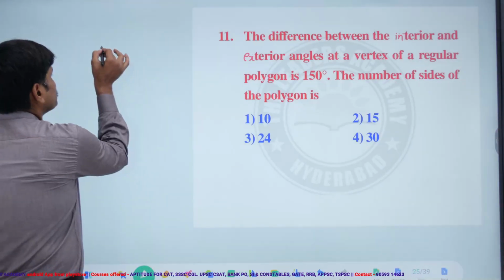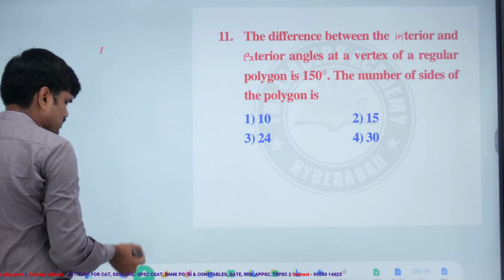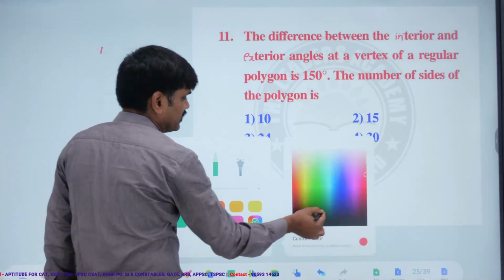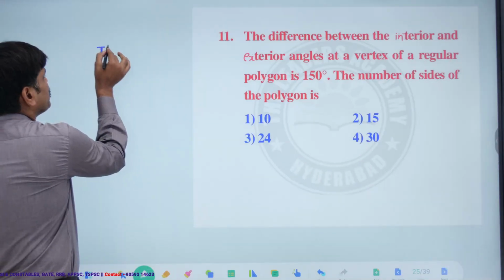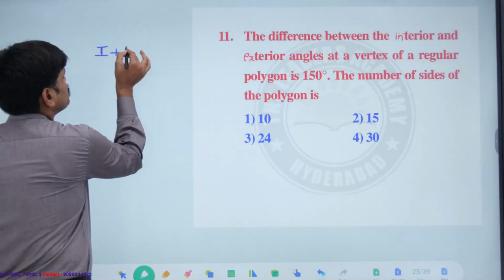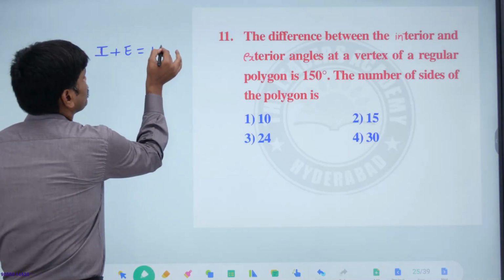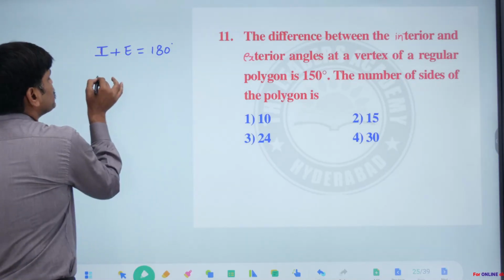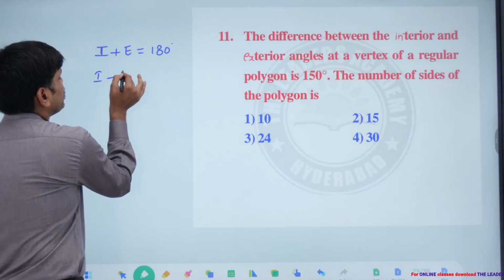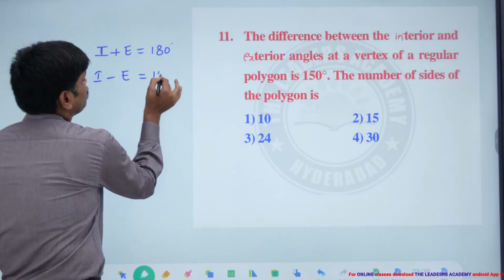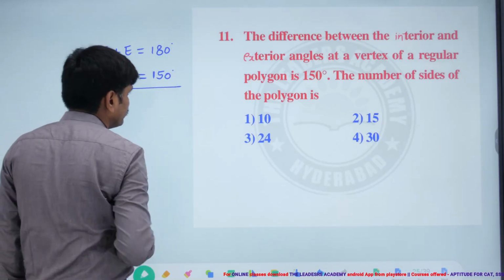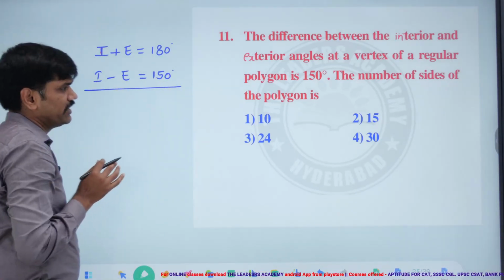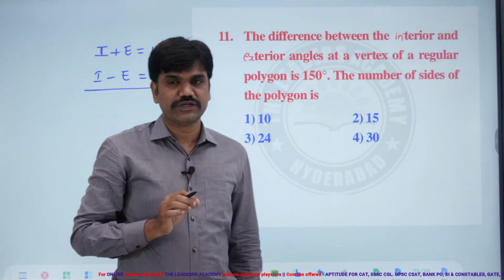So we know that the sum of the interior and exterior angles is always 180 degrees, and the difference between the interior and exterior angle is given. So interior plus exterior, this sum is known as 180. This is a fact. It is mentioned that interior and exterior angles differ by 150 degrees. Now, simply solve it. I'll tell you one more trick of solving it over here.